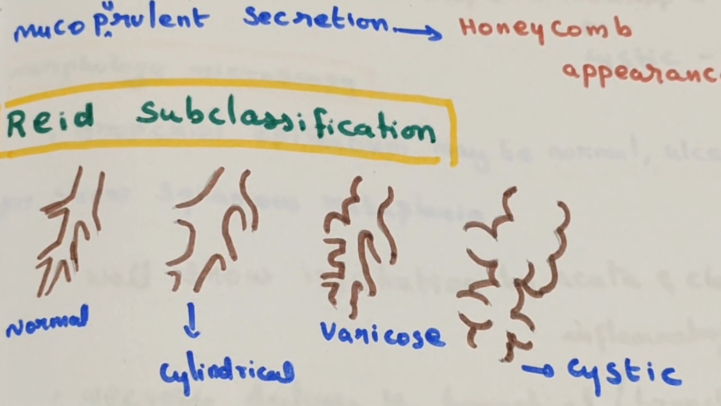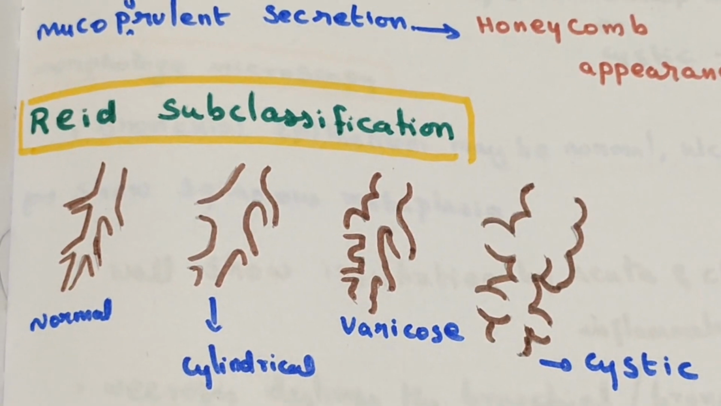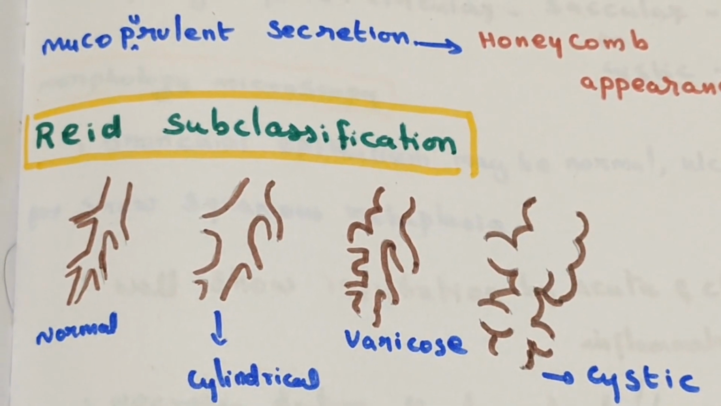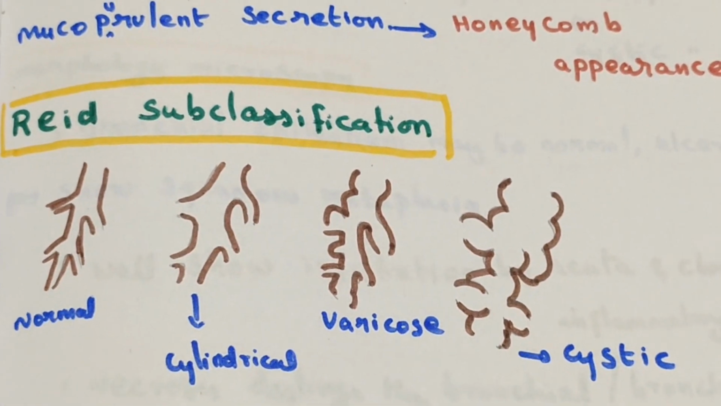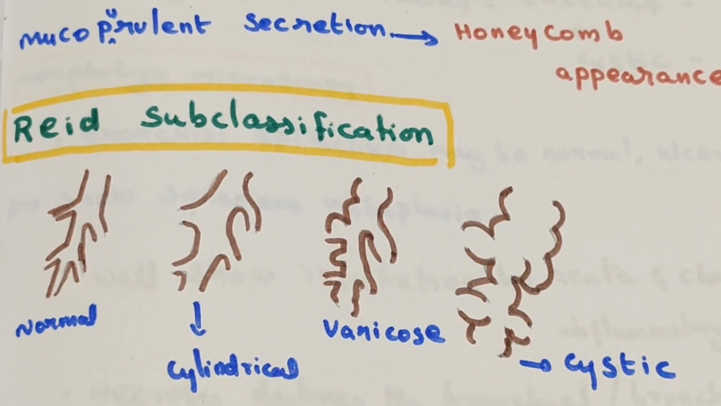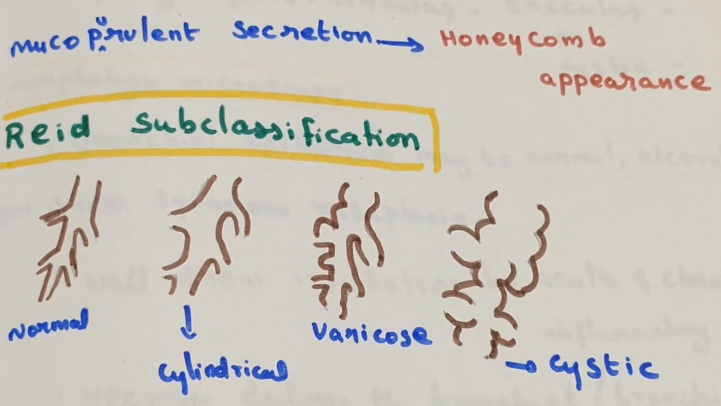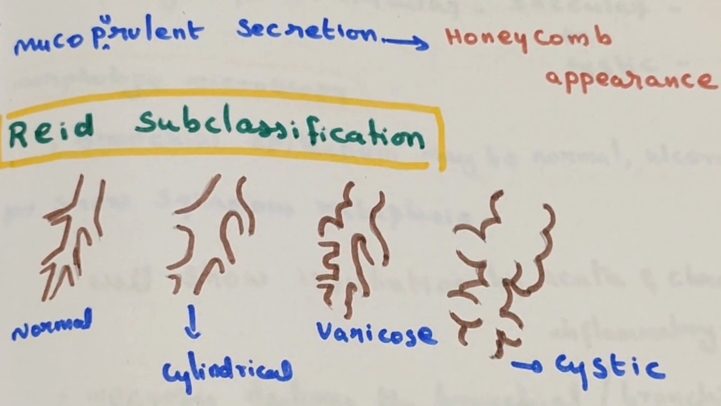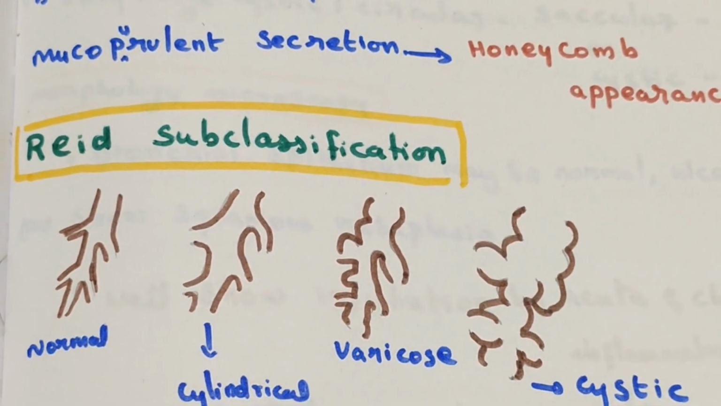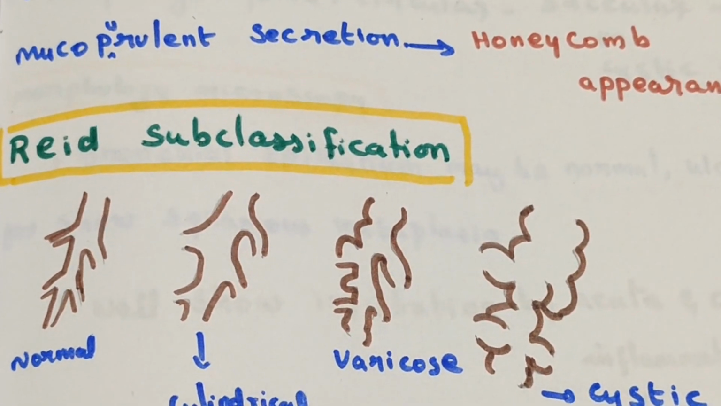Another important feature of bronchiectasis is how these bronchi and bronchioles are dilated, and that comes to understanding the Reid subclassification of bronchiectasis. Dr. Reid was a renowned pathologist. She was a senior assistant when she was working in an Australian medical school. She found the pathological features of lungs in bronchiectasis patients, and subdivided them based on the type of dilatation of bronchi and bronchioles into these categories.